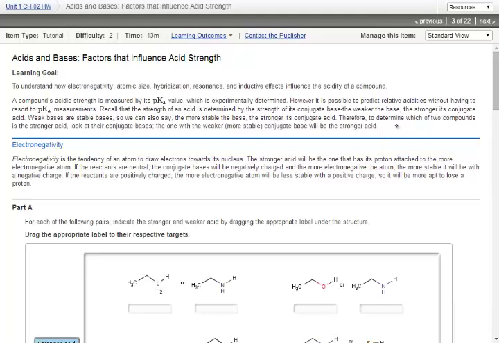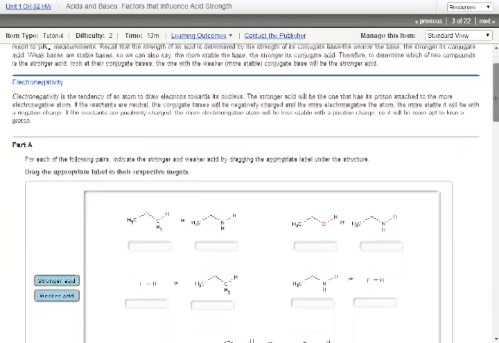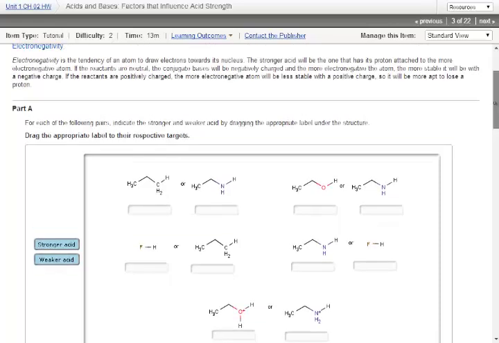Acids and bases, factors that influence acid strength. Part A, we're going to be talking specifically about electronegativity. Now, electronegativity is a concept that we talk about in general chemistry, and this is the tendency of an atom to pull electrons towards itself.